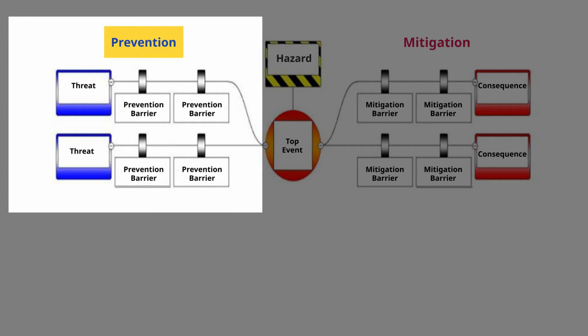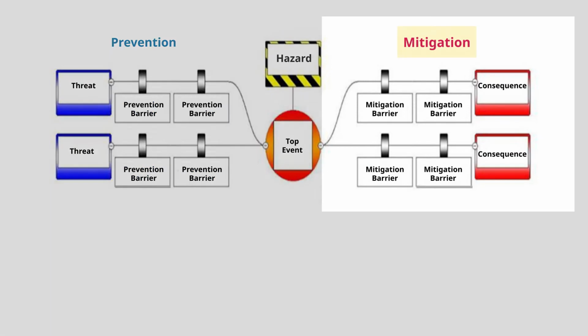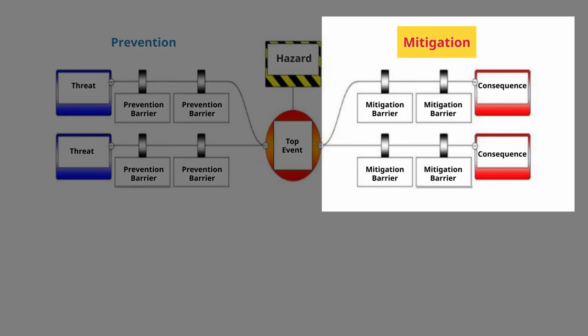The left side of the tool focuses on prevention. Each threat to that top event is listed on the far left, as well as a series of actions or barriers that can be taken to prevent it. The right side focuses on mitigation. On the far right is a list of possible consequences if the top event happens. In between are the actions or barriers that can be done to mitigate the consequences.